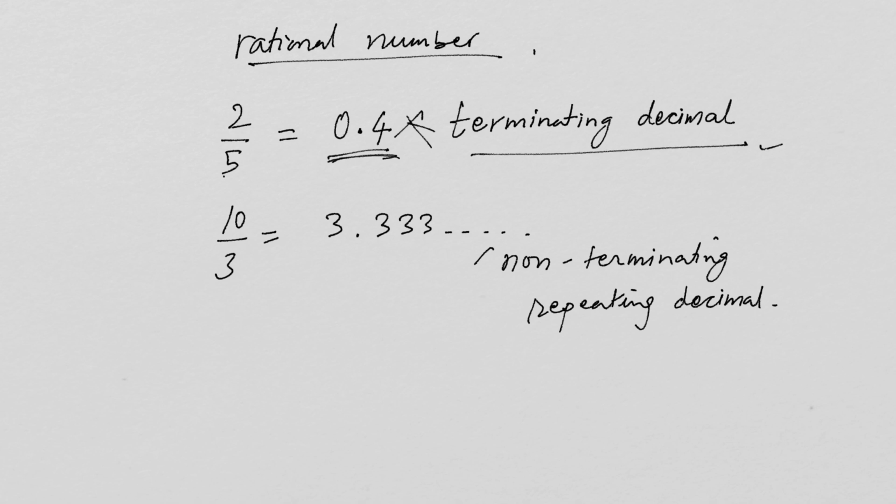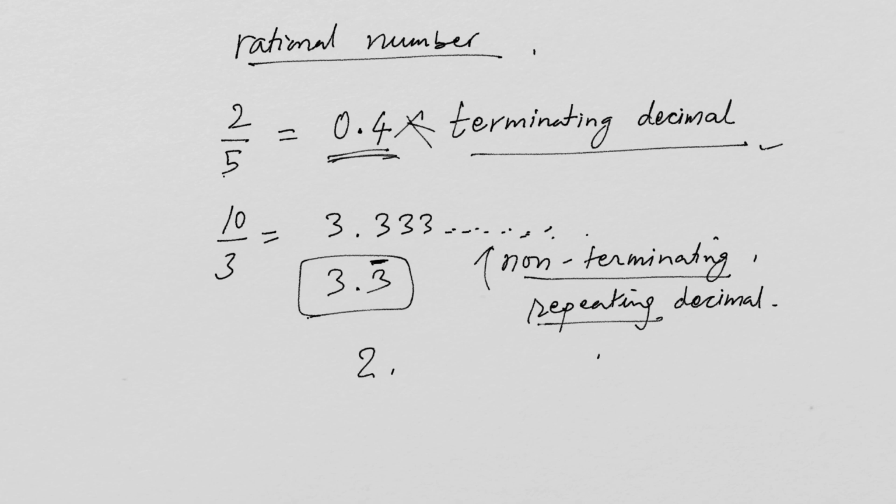And suppose it is 10 by 3. If you do the long division method, you will find it is something like 3.3333. It keeps on coming, or we write it with a bar sign over the 3, 3.3 bar. This form is called non-terminating. It is not terminating, it's coming back again and again. The 3 will keep on coming, and it is also repeating. That's why it is non-terminating and repeating.